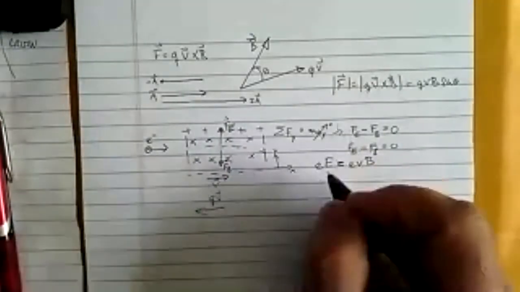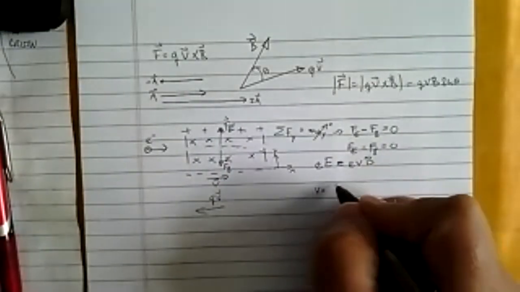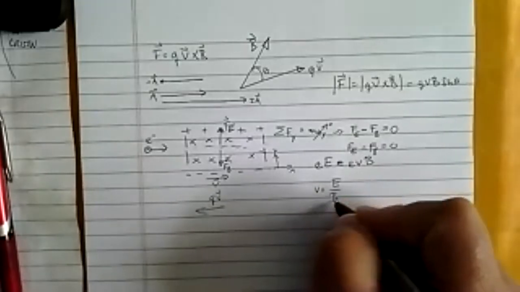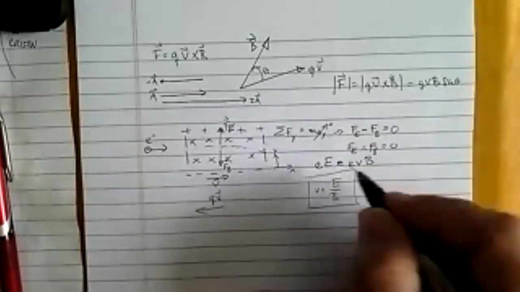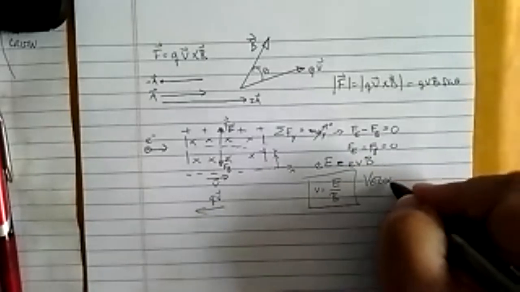You can cancel out the charge on both sides, and you'll see that the velocity has to equal the electric field divided by the magnetic field. That is a velocity selector.